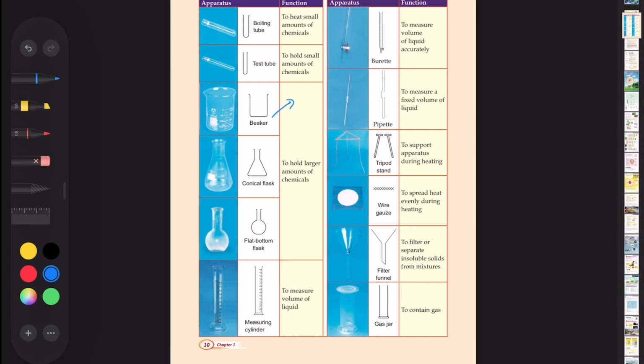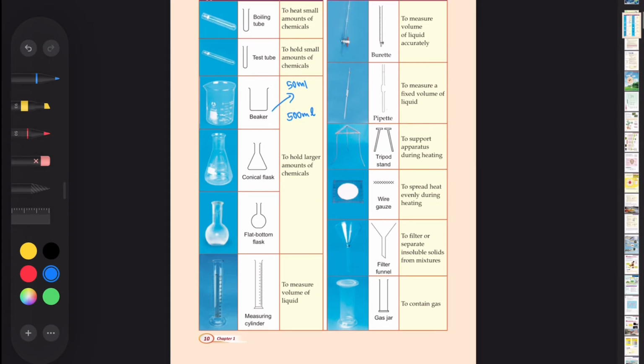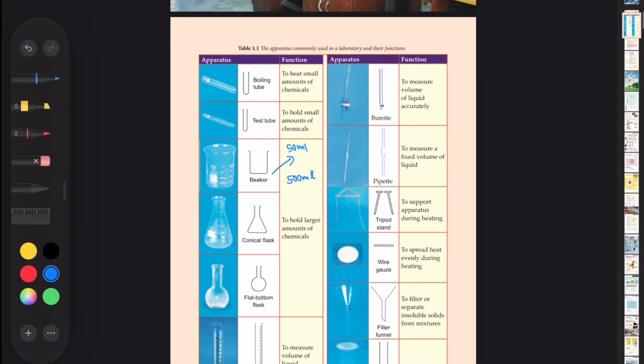A beaker can hold more compared to a conical and flat bottom flask, but that usually depends, because we have beakers ranging from 50 ml all the way to 500 ml. So it really depends. Next would be the measuring cylinder. This one is to measure the volume of liquid. Then you have the burette and pipette.